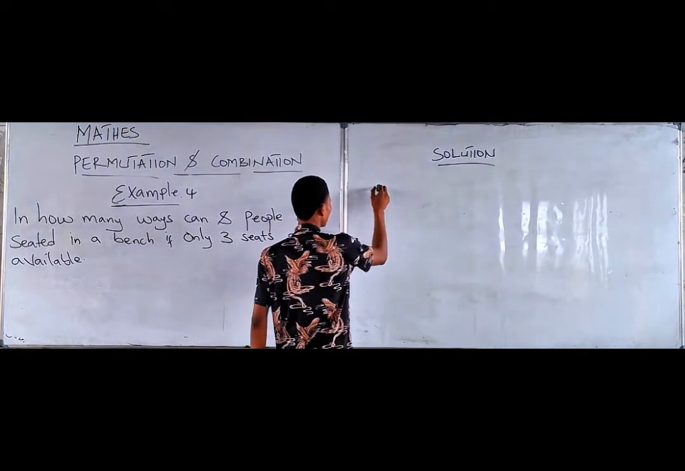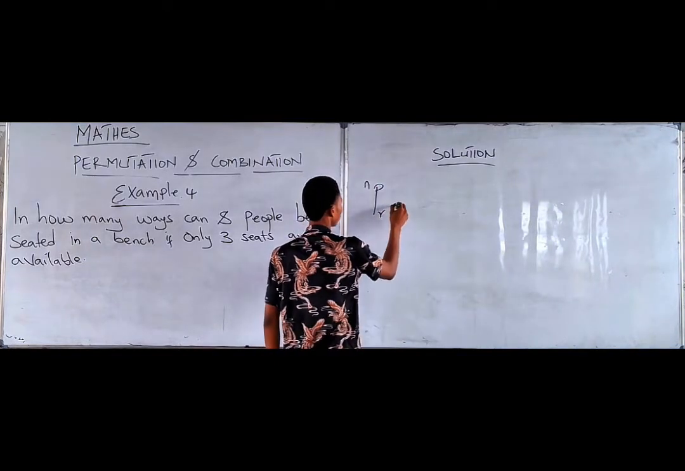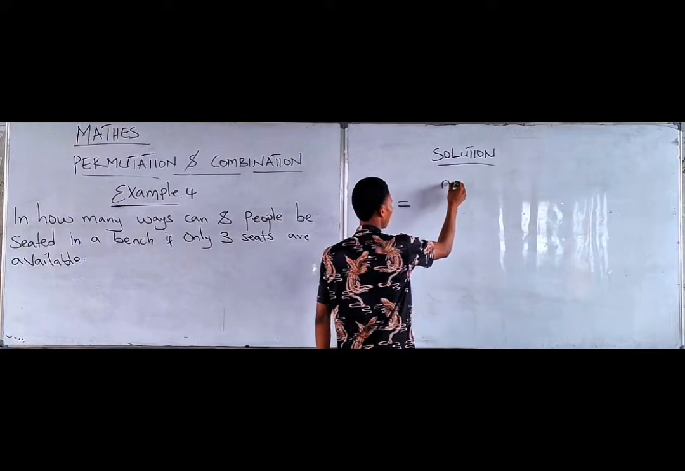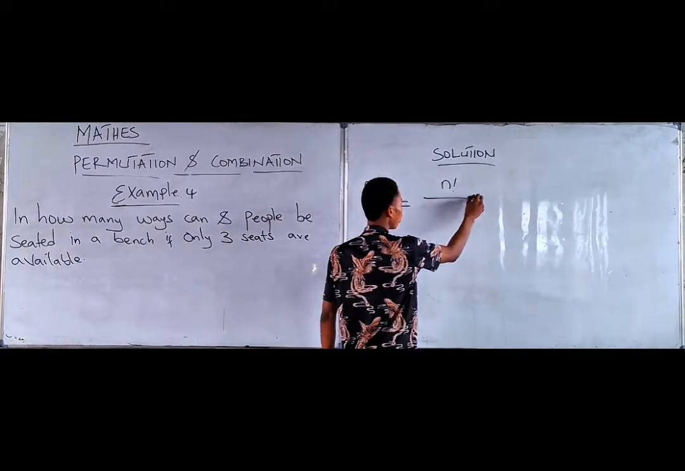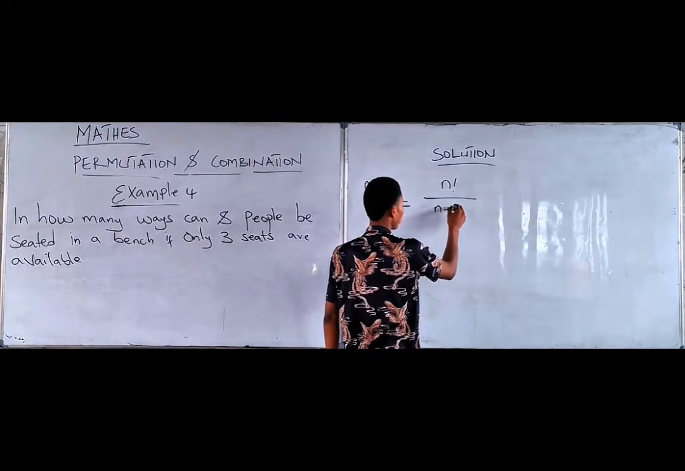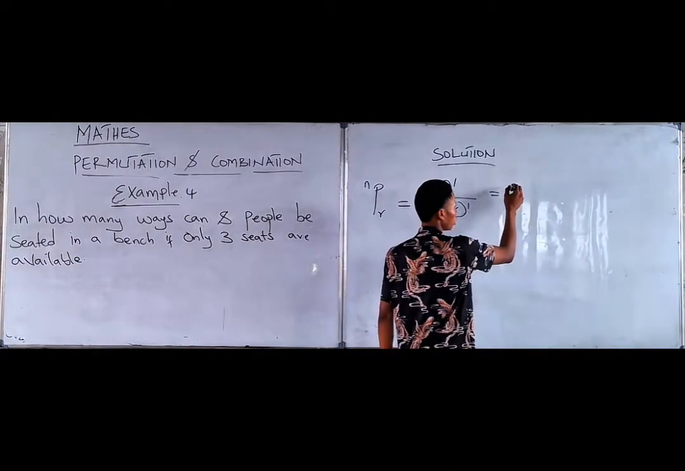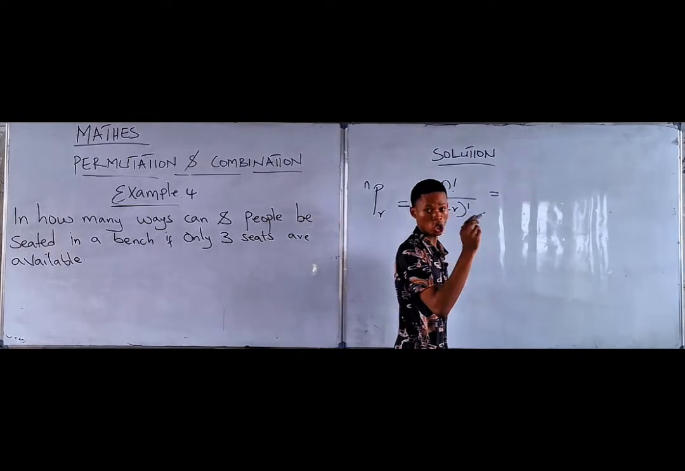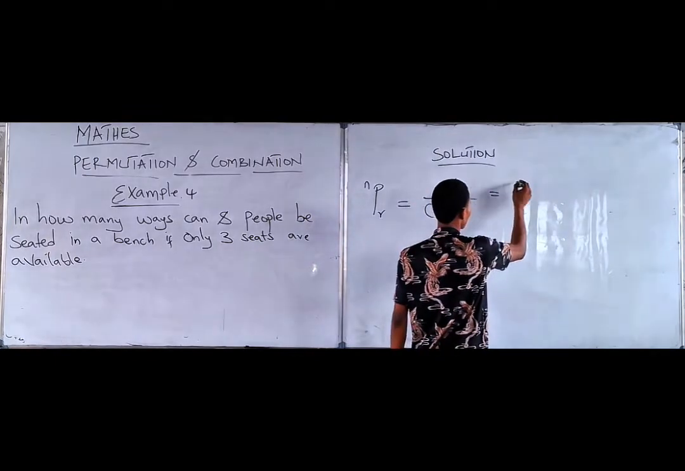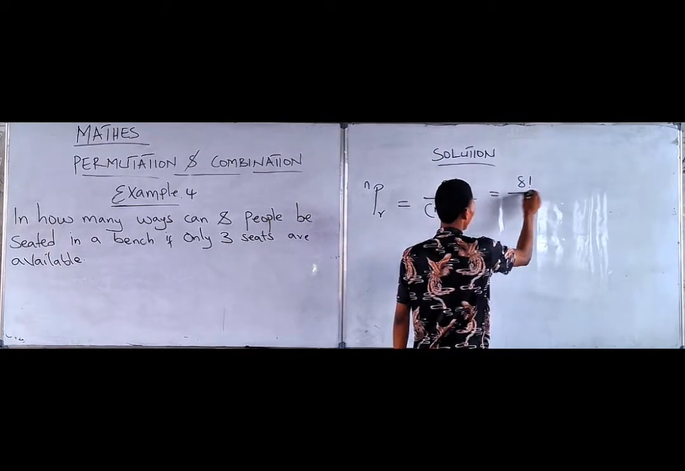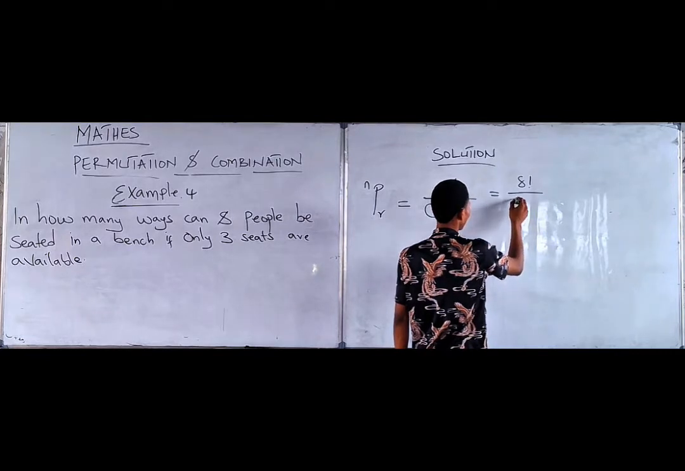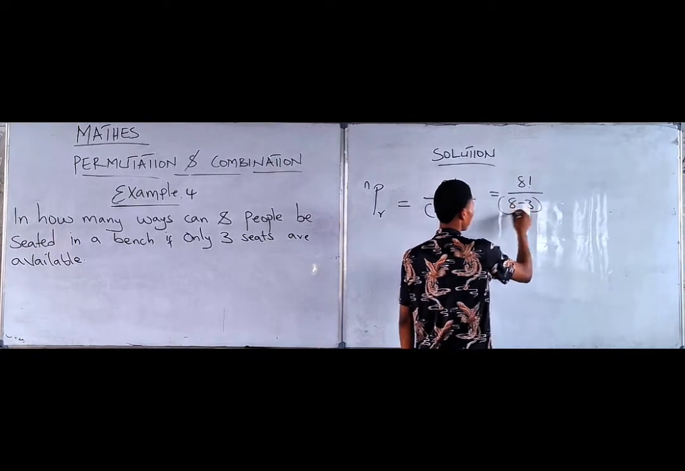So knowing that, we have this. What's the formula? N factorial all over what? N minus r all factorial. I'll show you a little shortcut here. Our n is what? Our r is what? 8 factorial all over 8 minus 3 all factorial, right?